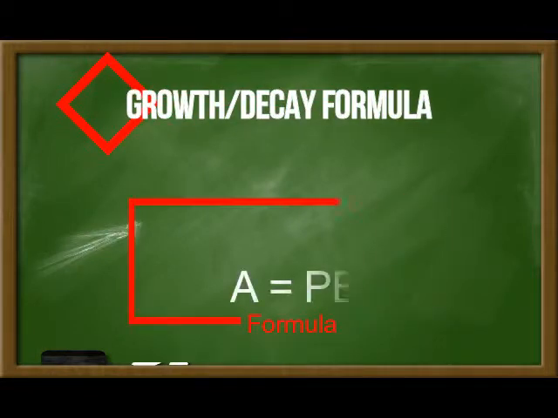For this exponential word problem, we will be using the growth formula, A equals P e to the rt, where A is the ending amount of whatever you're dealing with, and P is the beginning amount of that same whatever. R is the growth or decay rate, and T is time.